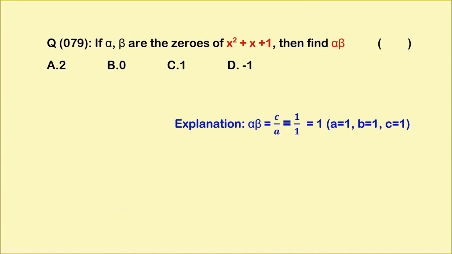Question number 79. If alpha and beta are the zeros of x square plus x plus 1, then find alpha into beta. We know that the product of the roots, the product of the zeros, is c by a. So the value of c is 1 and the value of a is 1. So 1 by 1 we will get as 1. So the right answer is C.